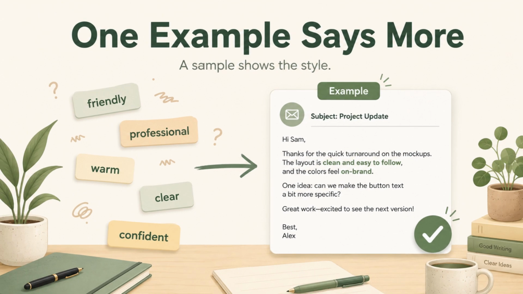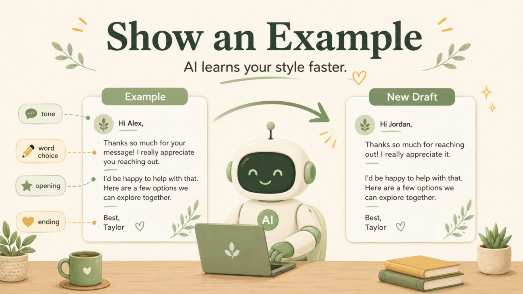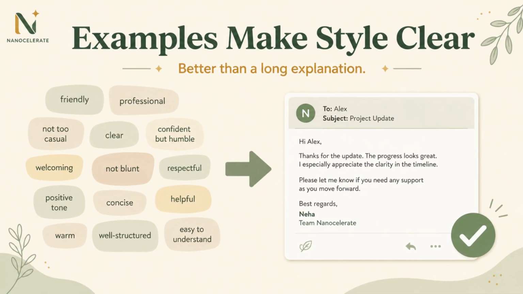Many people try to explain style with too many words. They say, make it friendly but professional, warm but not too casual, clear but not blunt, confident but not arrogant. These words are useful, but they can still mean different things to different people. Now compare that with this: "Write it like this example." Then you paste a message, email, post, or paragraph you already like.